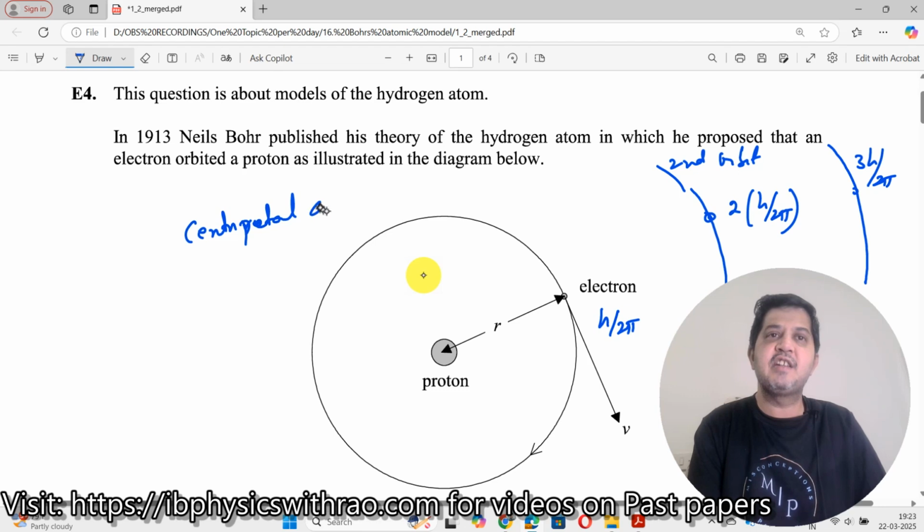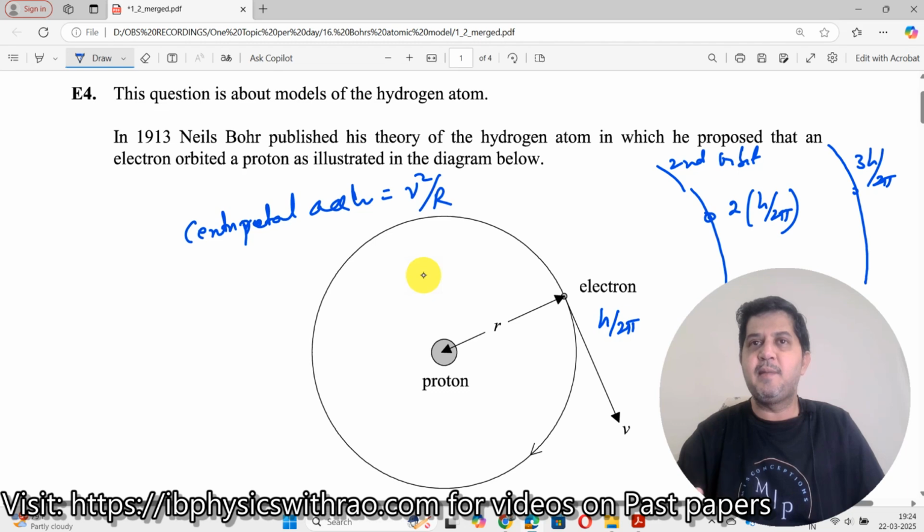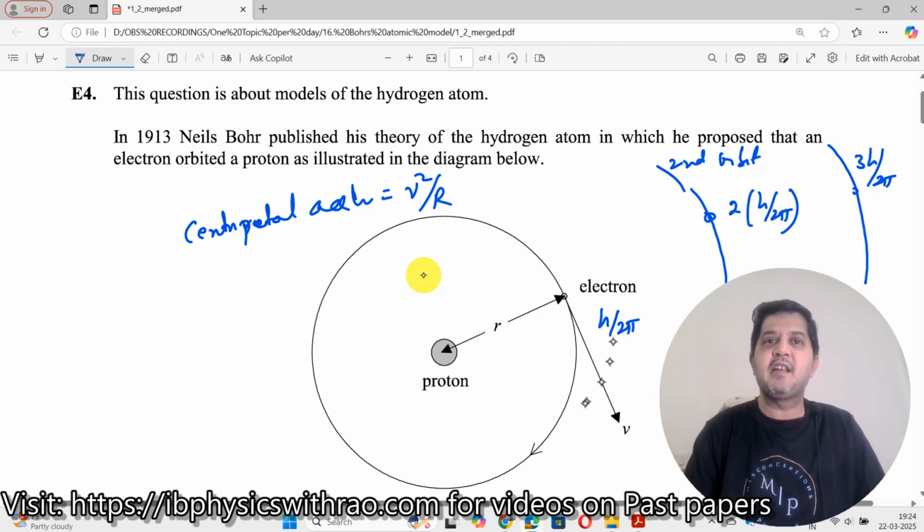Centripetal acceleration will be equal to v square divided by r. So definitely this will never become zero. Even if v is constant, the centripetal acceleration will exist. And according to electrodynamic theory, definitely the electron will move and fall into the proton. That means no matter is stable.